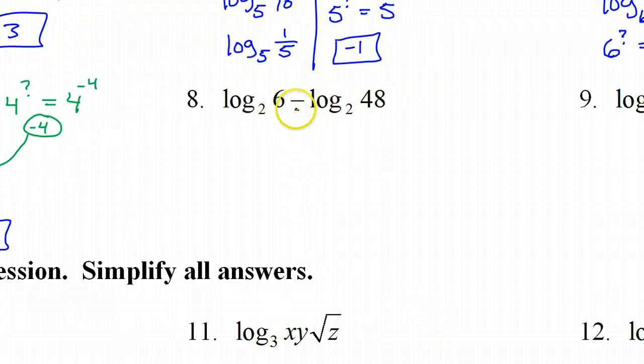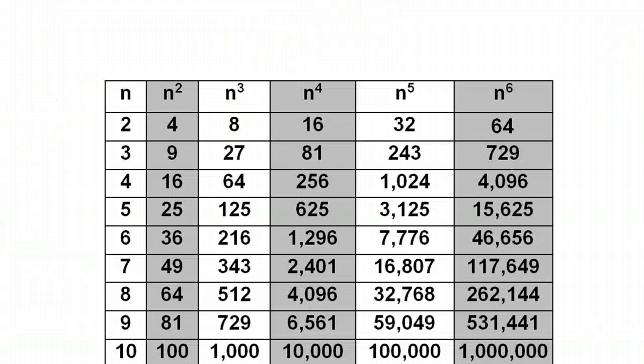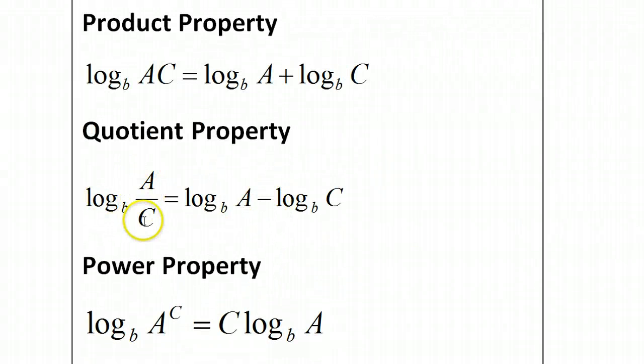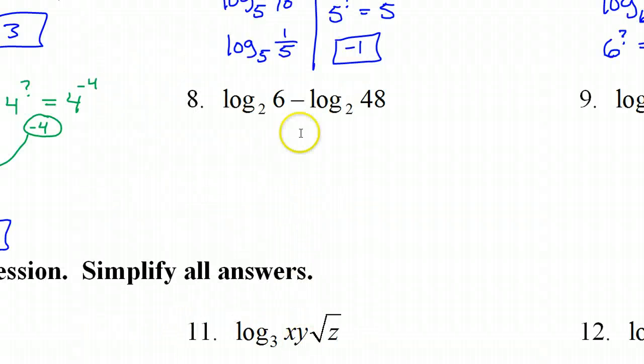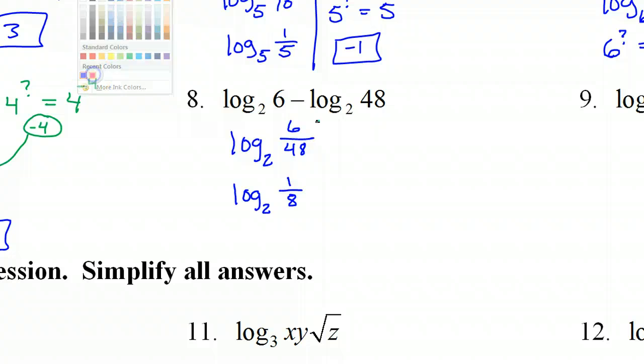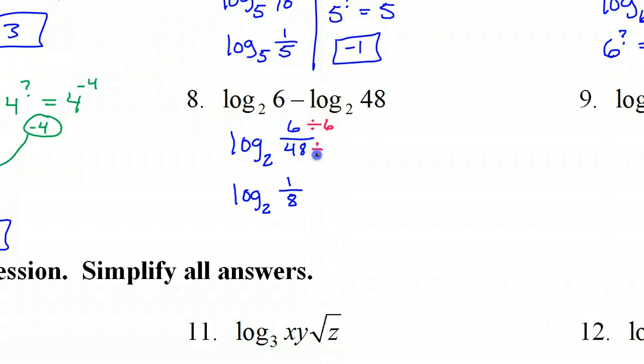Alright, I'm definitely going to condense these. So looking at our properties, I see subtraction, quotient property, A over C. Okay, so that makes this log base 2 of 6 over 48. Okay, this reduces, so this will be log base 2 of 1 over 8. Alright, I just divided them both by 6.